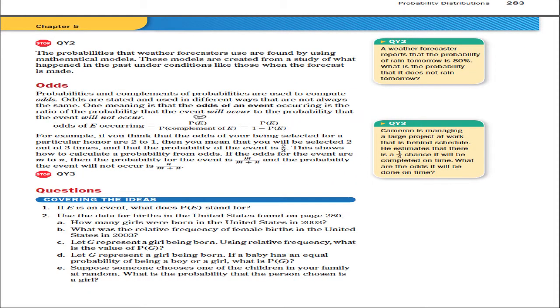We have a discussion about odds. You should read this carefully. Then you go back and read it again, also carefully. The odds of some event occurring, E, is the probability of the event divided by the probability of the complement of the event.